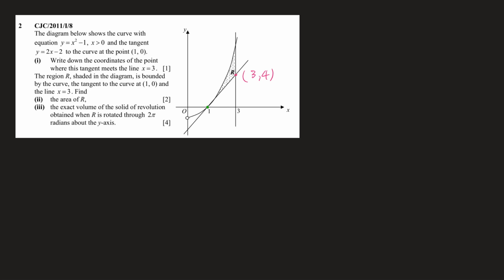Region R shaded in the diagram is bounded by the curve, the tangent, and the straight vertical line. Find the area of R. You have the first real question here, finding area. So finding area, you either integrate y dx or you integrate x dy, depending on which axis you want to use. This one you can do two ways. Alright, let's start off with the more difficult one, which is integrate x dy.